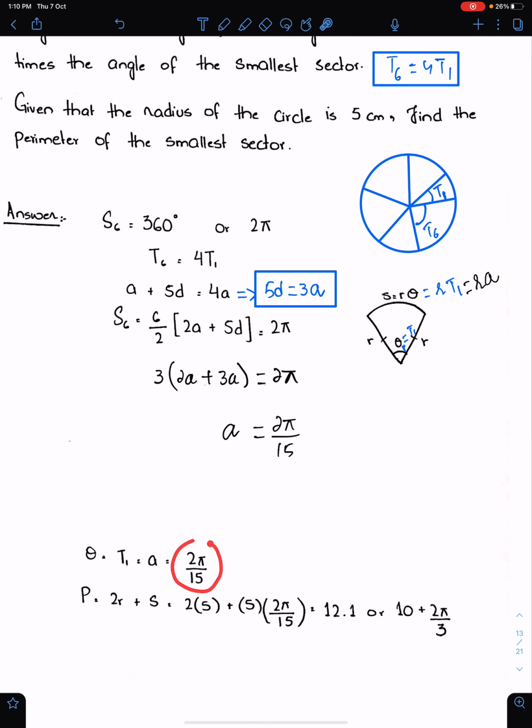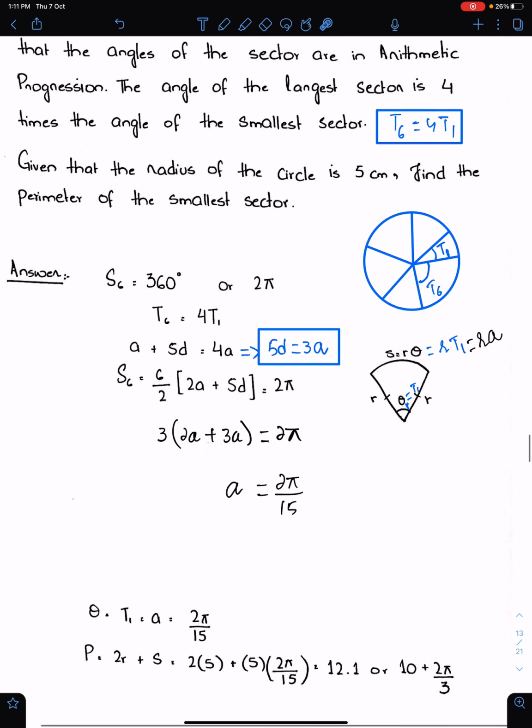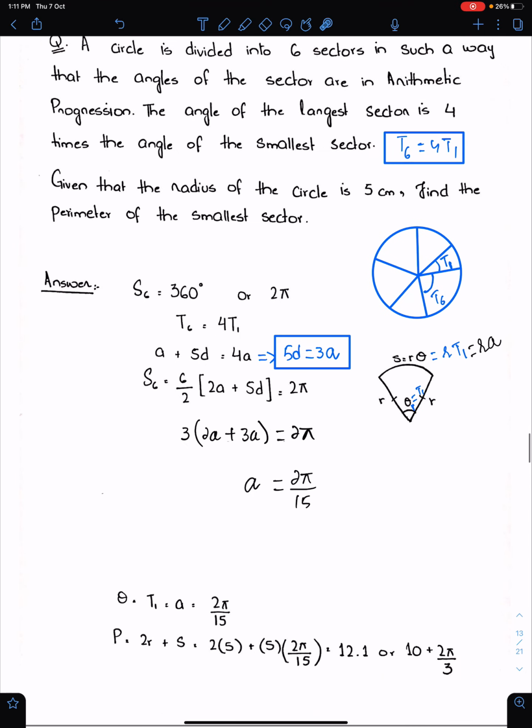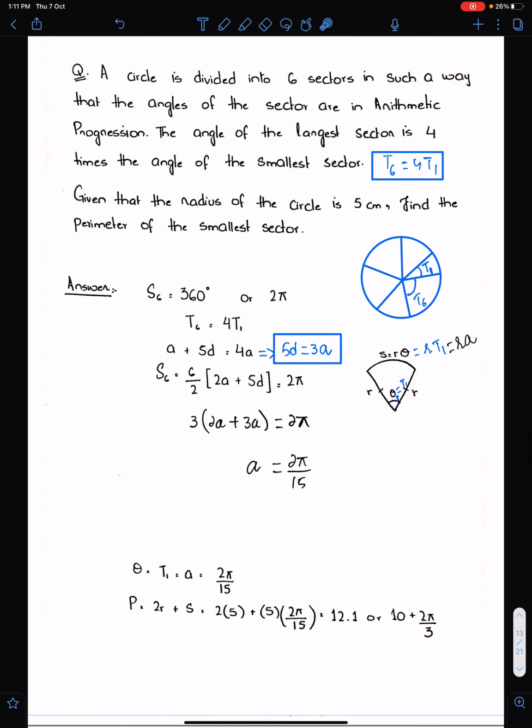So T1 is this. Now perimeter is 2r plus s. Since radius is 5, so 2 times 5, and s is r theta, which is rA. So r is 5 and A is this. This is the answer in 3 significant figures and this is the exact answer. You can check the solution of this question.